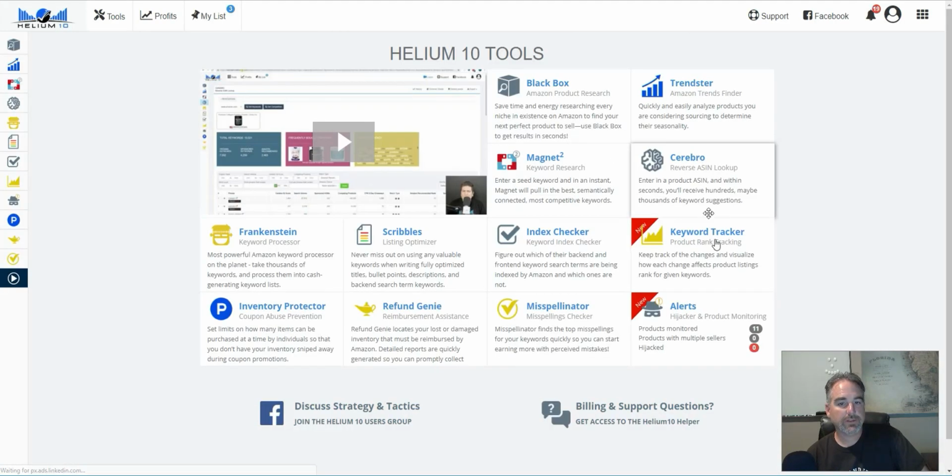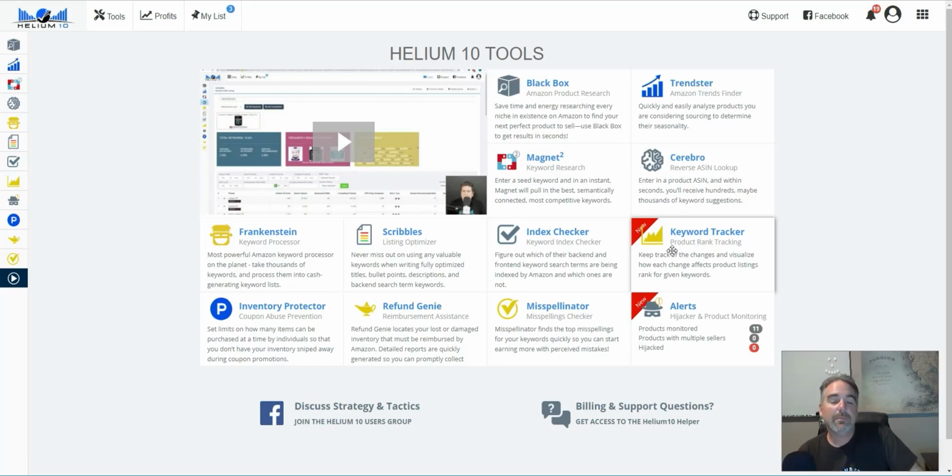The next one is the keyword tracker. This is really important because when you're trying to get ranked for keywords, you don't want to have to go to Amazon every day and type in 50 keywords, see what your ranking is, and log it in a spreadsheet. I mean, that is an absolute nightmare. So what this does, I'm not going to click on it because it's going to show all my products, which I don't want you to see.